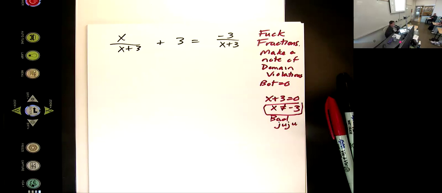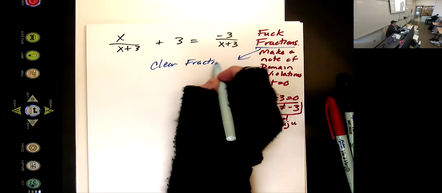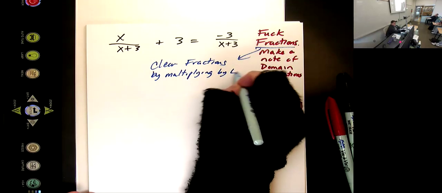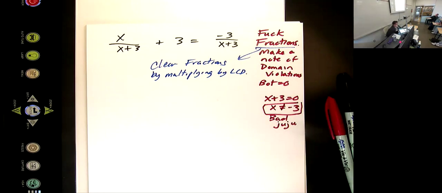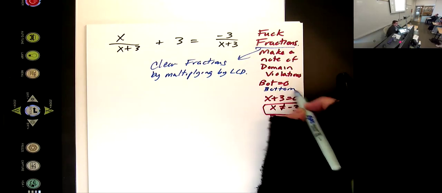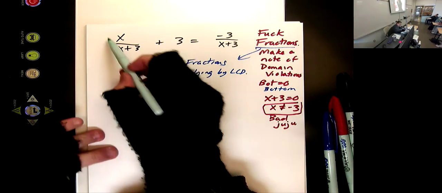Other than that, when we say buck fractions, it means clear fractions by multiplying by the LCD. What does it say under domain violations? Bottom equals 0, because I was too lazy to write out bottom. I shortened denominator to bottom. Now here, there's only one denominator, it's the same thing on all of them, so this literally means just multiplying by x plus 3.